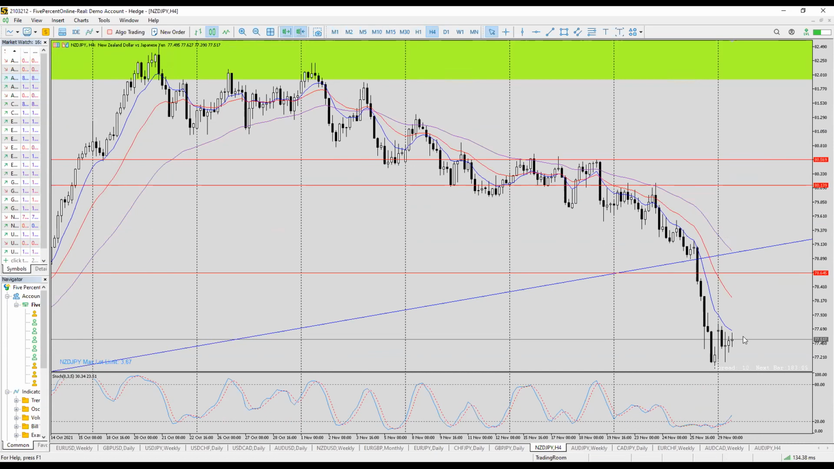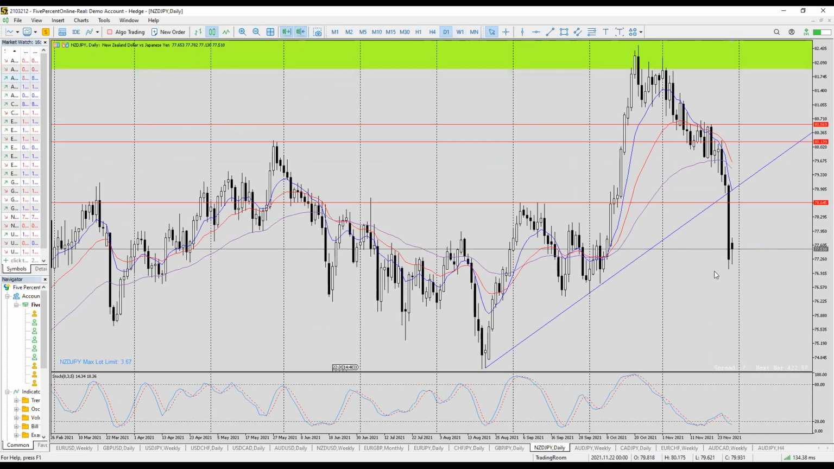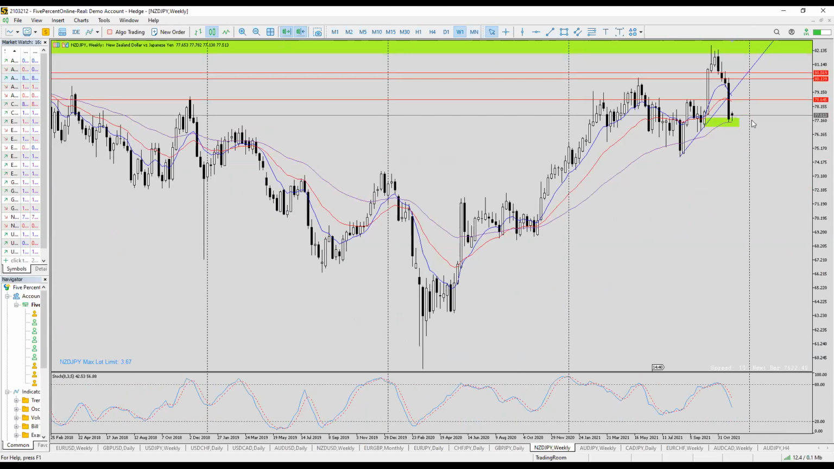There's a reason they say the trend is your friend, and Kiwi Yen is definitely in a very bearish trend. It could find some support around here, this area of demand. It could retest the previous high. It doesn't necessarily mean it will move directly lower, but the overall trend is quite bearish.